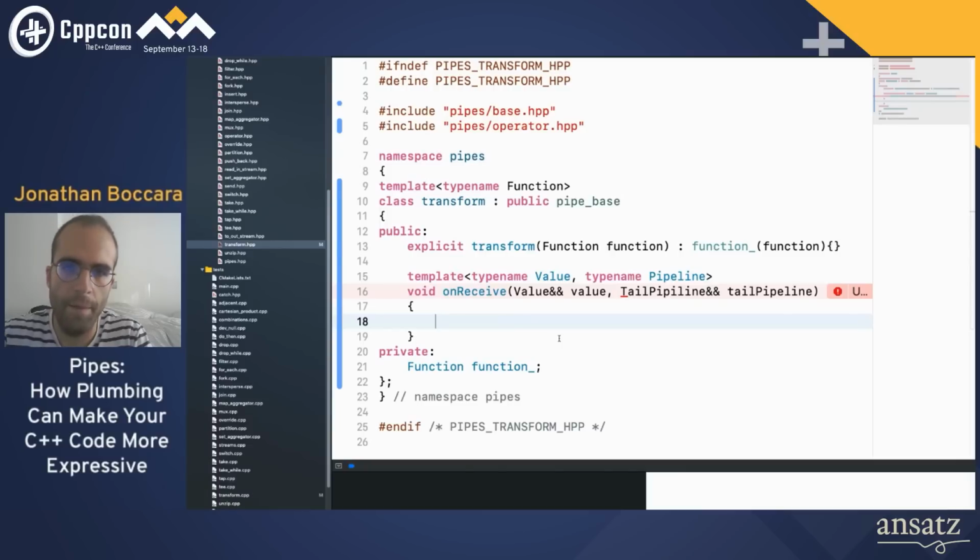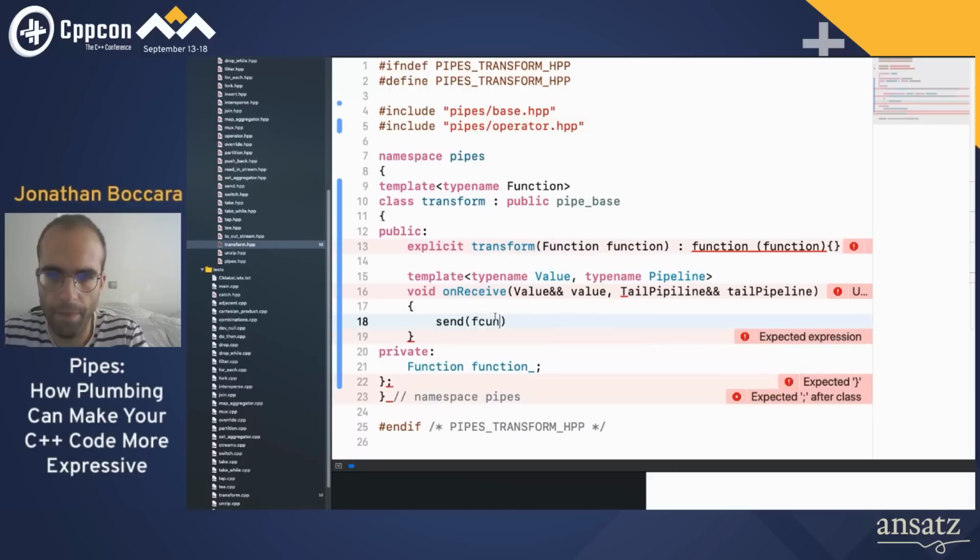To do that, the library provides a send function. It's a free function that's in the namespace pipes, which is in this include. So we're going to send the result of applying function on value to tail pipeline.